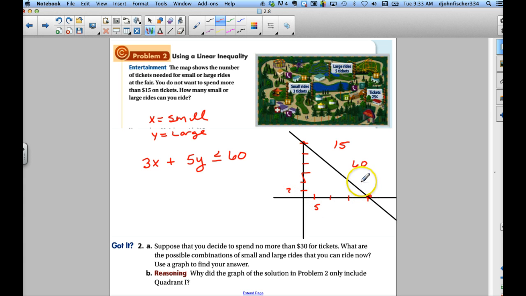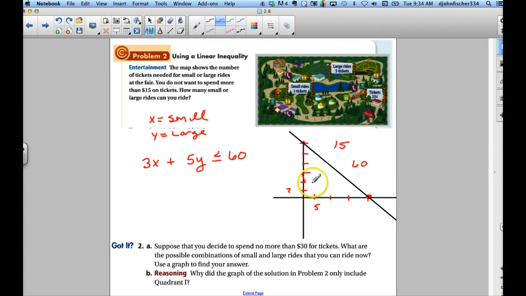Now I might have to have a better scale on my graph as I go through, because I might have to fit other points. So it says, how many small or large rides can you ride? You're going to get a lot of options here.